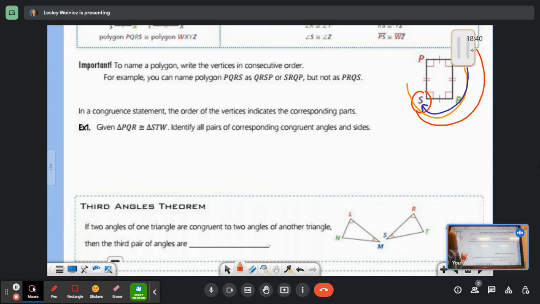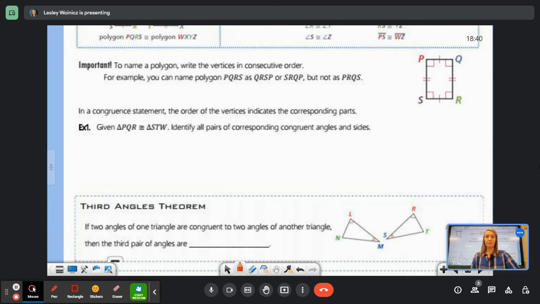But you can't do crisscross. So look at what you can't do. You can't start at P and then go to R and then go to Q and then go to S. You can't do that. You have to do a loop. All right, in a congruent statement, the order of the vertices indicates the corresponding parts.